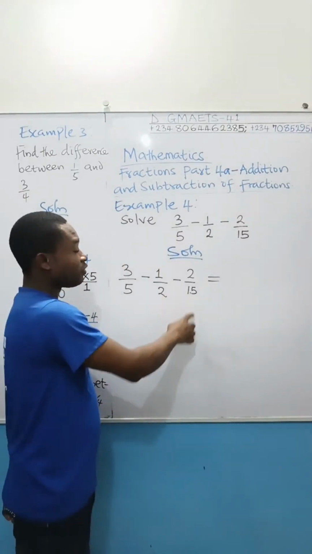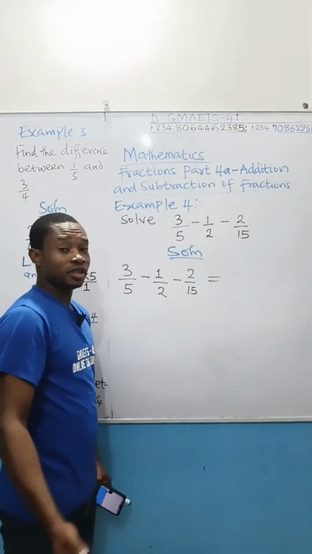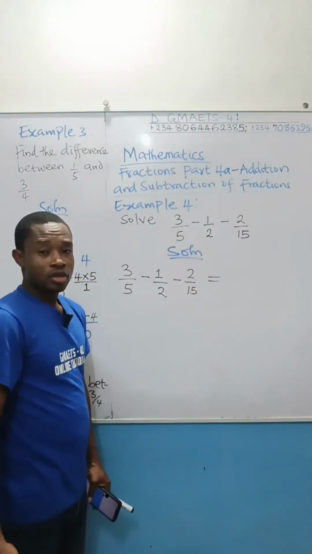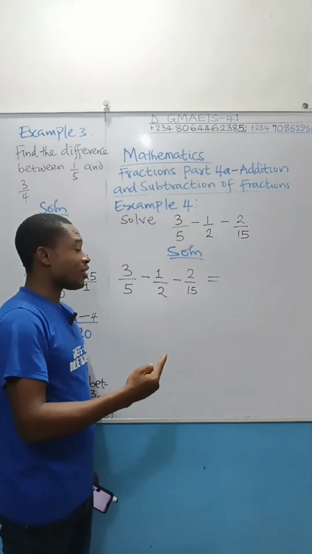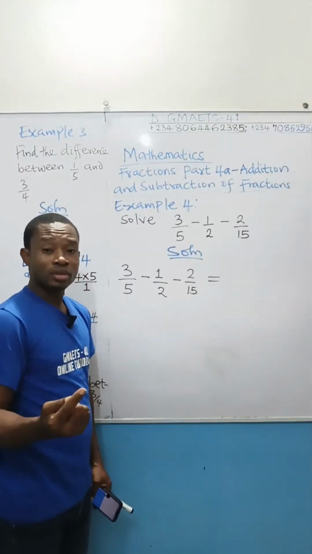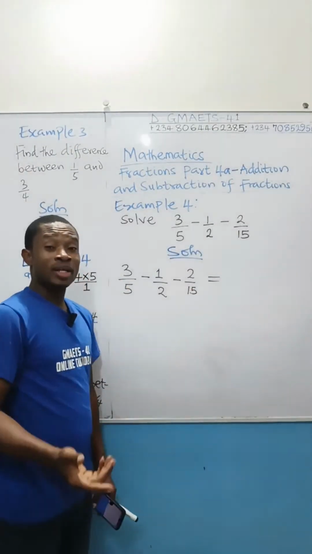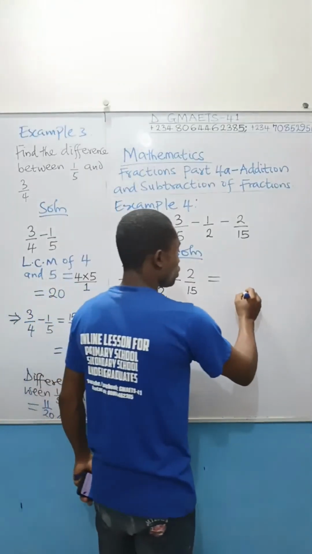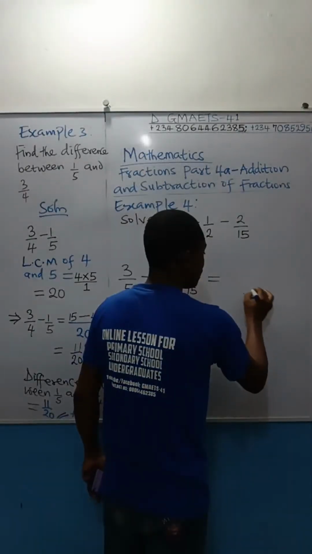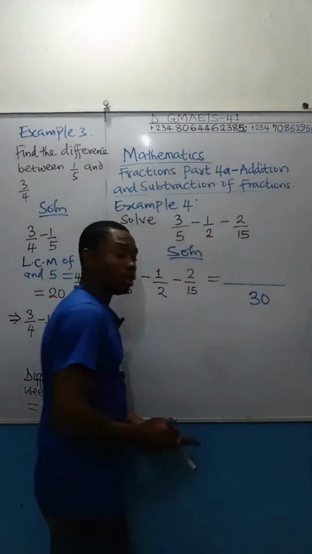The LCM of 2 and 15, I've told you, 2 cannot divide 15. So to get the LCM, you multiply both of them. Now, what is the highest common factor of 2 and 15? It is 1. So 2 times 15 divided by 1 will still give you 2 times 15. And 2 times 15 is 30. So the LCM is what? 30. I'll write 30 and then the division line.